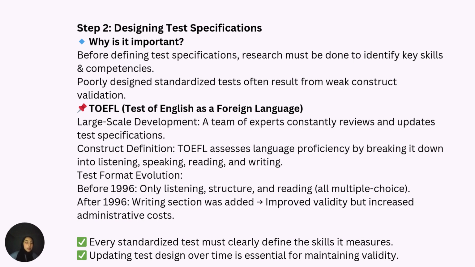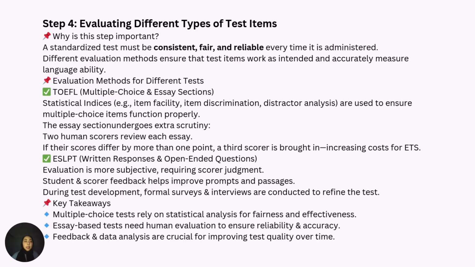After 1996, a writing section was added, which improved validity but increased administrative costs. So it began to be more pricey, but it improved validity. So every standardized test must clearly define the skills it measures, and updating test design over time is essential for maintaining validity. Okay, now let's look at step 4, evaluating different types of test items.